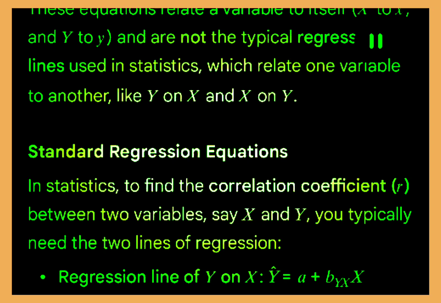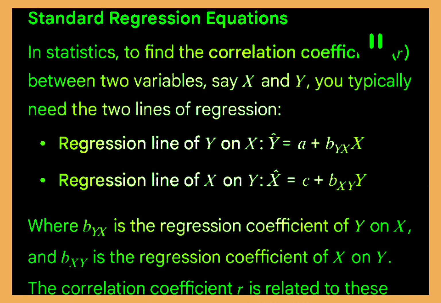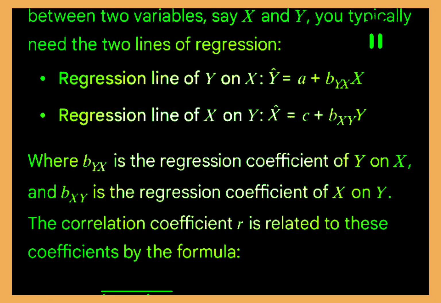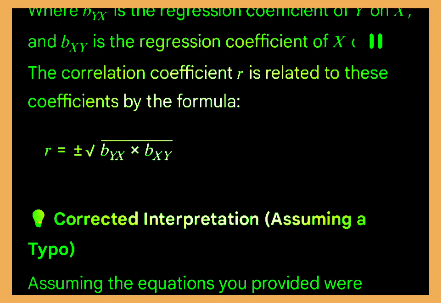Standard regression equations. In statistics, to find the correlation coefficient r between two variables, say x and y, you typically need the two lines of regression. Regression line of y on x: y-hat equals a plus b_yx times x. Regression line of x on y: x-hat equals c plus b_xy times y, where b_yx is the regression coefficient of y on x and b_xy is the regression coefficient of x on y. The correlation coefficient r is related to these coefficients by the formula.